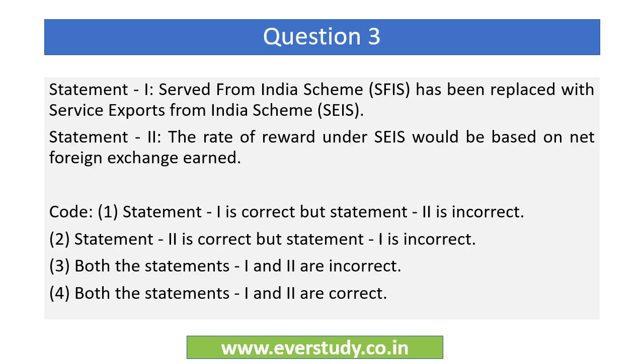Now let's move to the next question. So there are two statements which are given. Served from India scheme, SFIS, has been replaced with Service Exports from India scheme, SEIS. The second statement is, the rate of reward under the Service Exports from India scheme would be based on net foreign exchange earned. So the codes with regard to options are: statement 1 is correct but 2 is incorrect, statement 2 is correct but 1 is incorrect, both are incorrect, or both are correct.